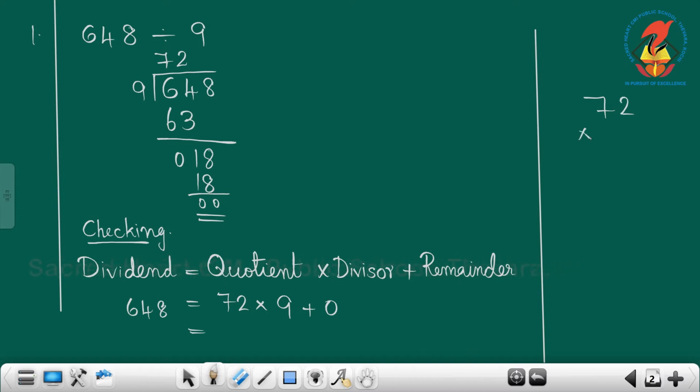72 multiplied by 9. 9 2s are 18, 1 is carry over. 9 7s are 63 plus 1, 64. So the answer is 648. Both sides have the same number. That means our answer is correct. Clear? Okay, we can move to the next question.